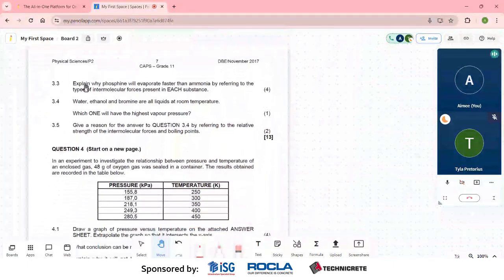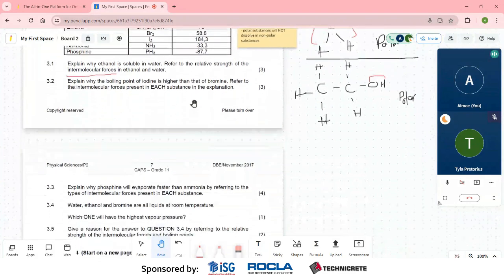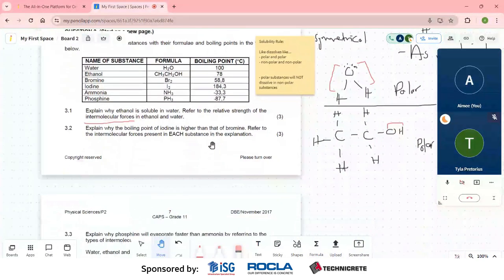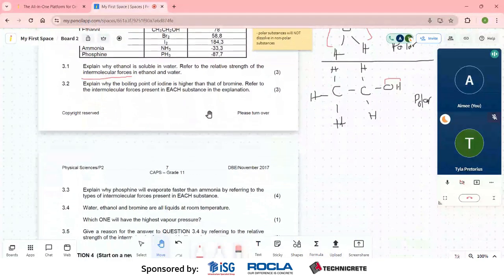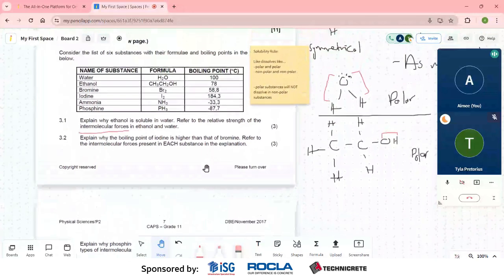Okay, 3.3. Explain why phosphine will evaporate faster than ammonia by referring to the types of intermolecular forces present in each substance. Okay, well, this is our phosphine molecule. We've got a very low boiling point over here. And this is our ammonia molecule, also very low, but still higher. So they want to know, why will phosphine evaporate faster than ammonia?